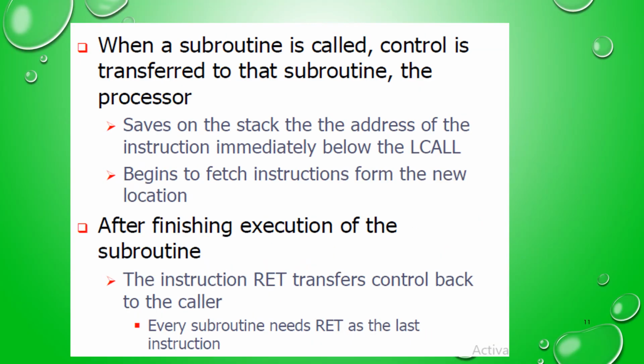Using these instructions, you can again control the program counter. When the subroutine is called, control is transferred to that subroutine. Then the processor saves on the stack the address of the instruction immediately below the LCALL instruction, and begins to fetch instructions from the new location. After finishing the execution of the subroutine, the instruction RET transfers control back to the caller. Every subroutine needs return as the last instruction, because that is going to tell the processor where to go, and after return, it is going to understand that and proceed.